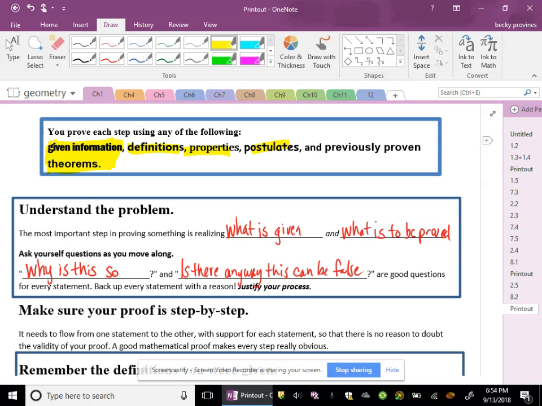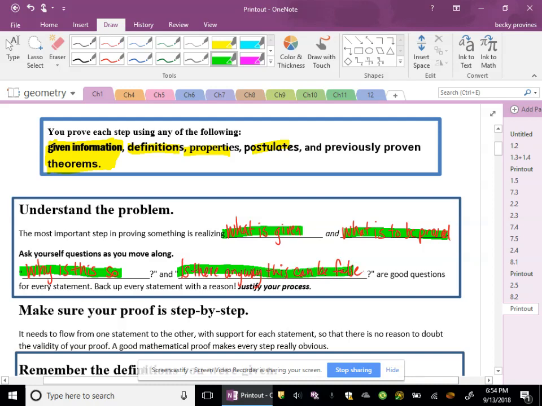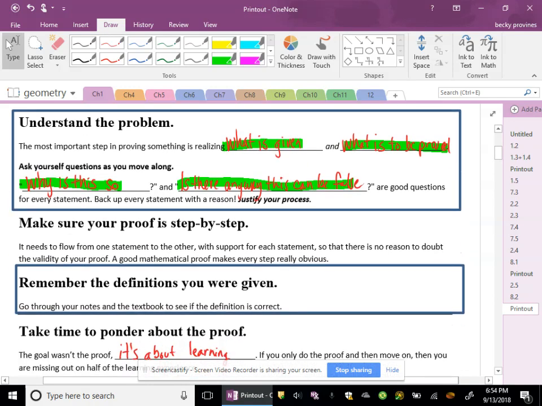Now, when you're going through these steps, there are things you have to ask yourself. And some of these questions are, what information is given to you, and how can you apply that? And what are you trying to prove? Now, as you go from step to step, you might say, why is this so? Or how can I apply this information? And you might also ask yourself, is there any way this could be false? These are just things to consider as you're doing a proof. And we will practice a bunch of these together.